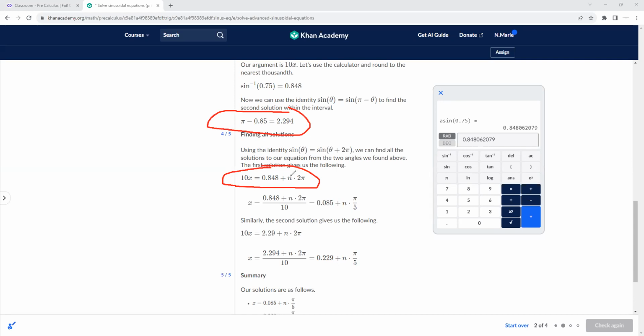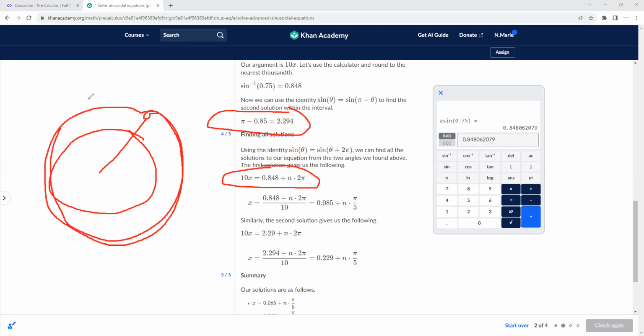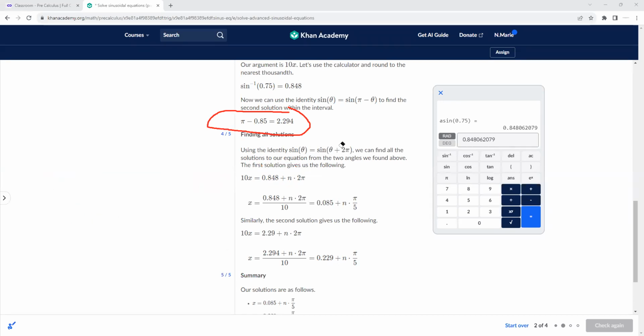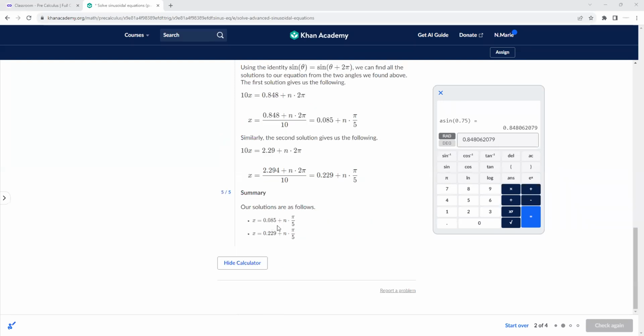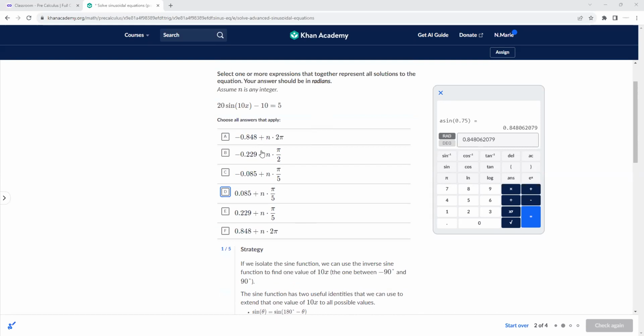So this means the number of times. Remember, the number of times something goes around the circle, it'll land in the same spot, right? You have a circle and say the angle's here. You go around 2 pi, it'll land in the same spot. Go around 2 pi, it'll land in the same spot. So n is for the number of times, and then times 2 pi. That's why you have that there. All right, so now we got the 0.85 and we got the 2.29. So it would be this and this.